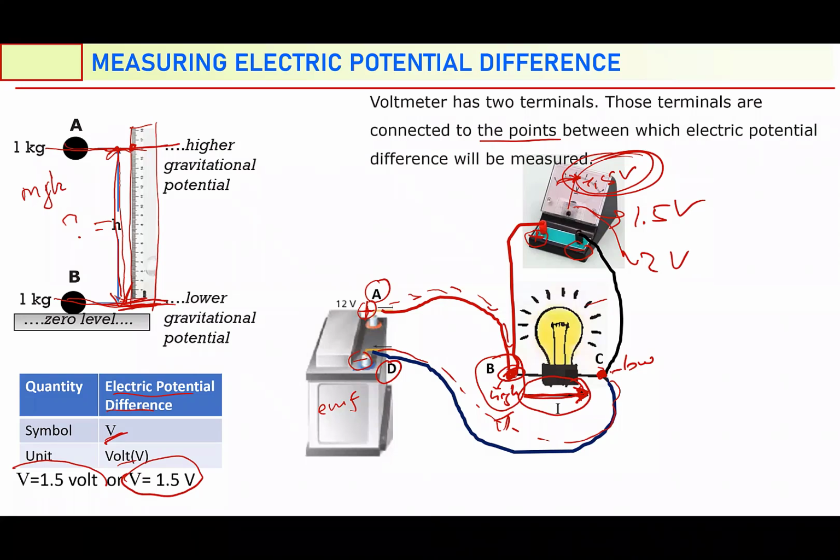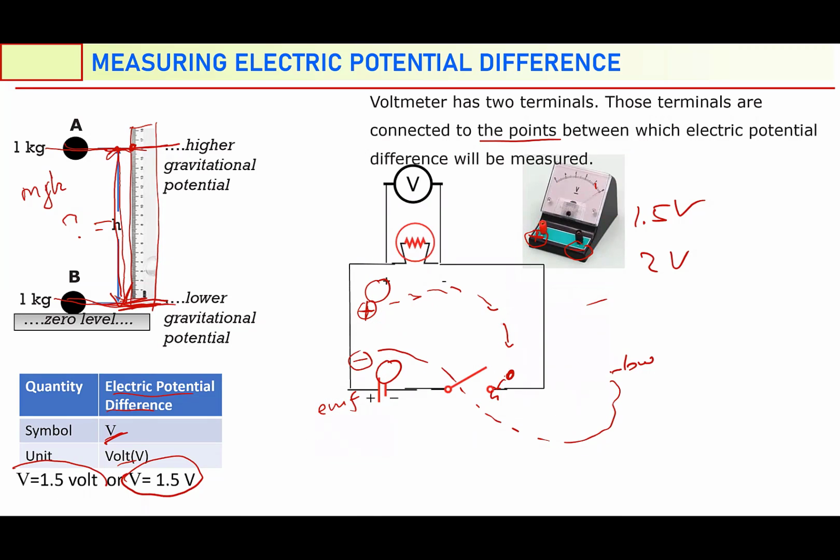So by using this device, which is called a voltmeter, you can get the difference between the electric potentials between the ends of a device. We will now measure electric current.